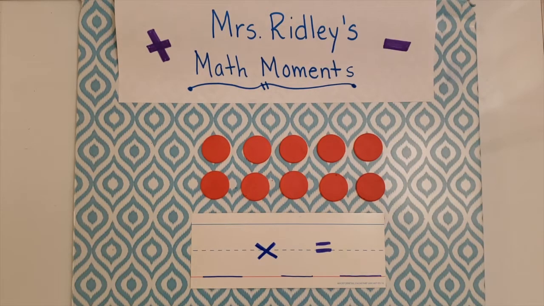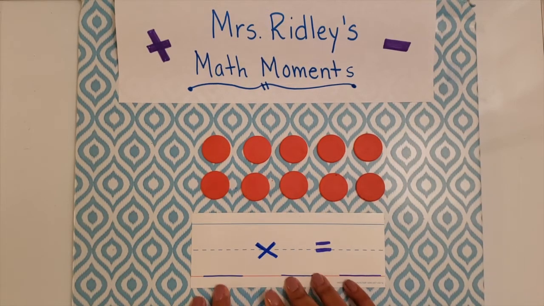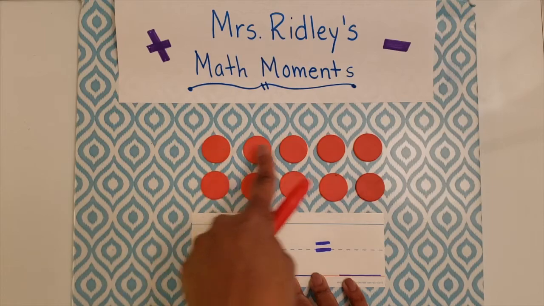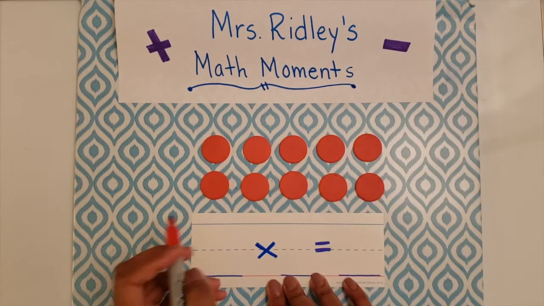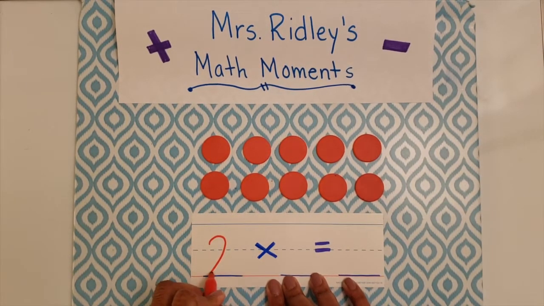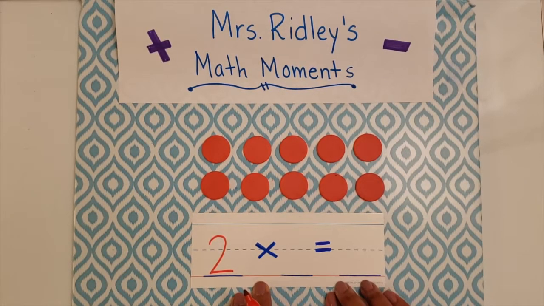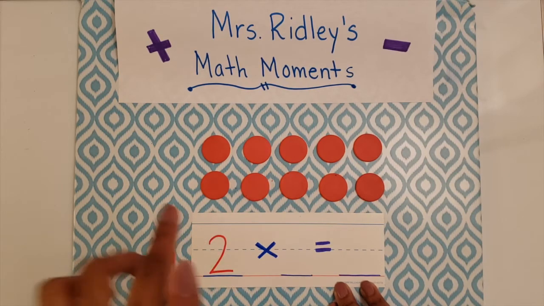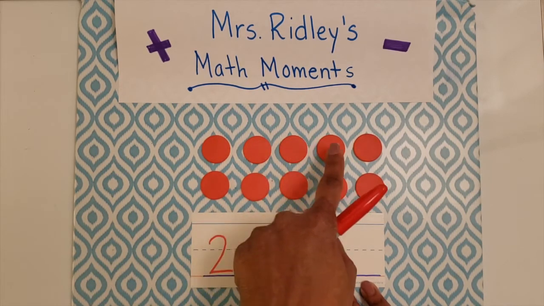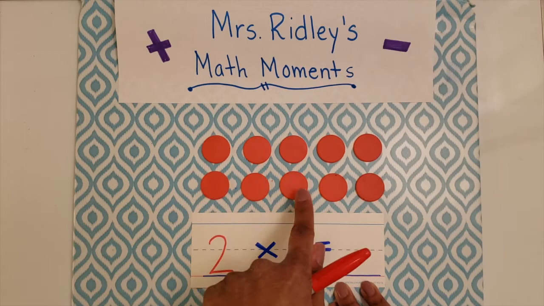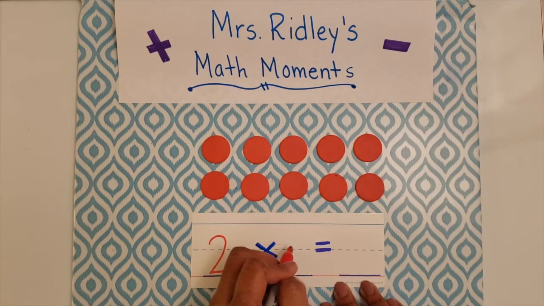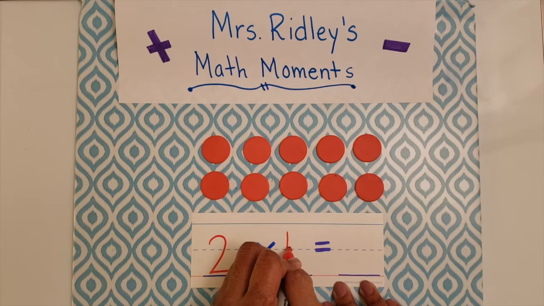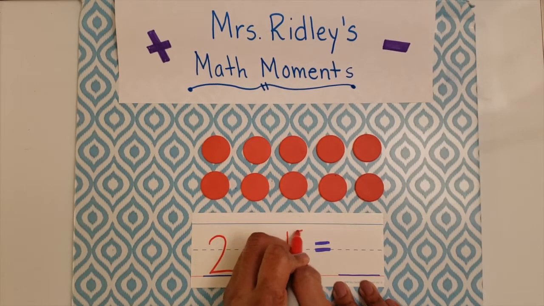So our first factor is going to tell us how many groups there are. So I see 1, 2 groups. So our first factor is going to be 2. Okay. And then our second factor is going to tell us how many there are in each group. So let's see. 1, 2, 3, 4, 5. So there are 5 in each group. So our second factor will be 5.